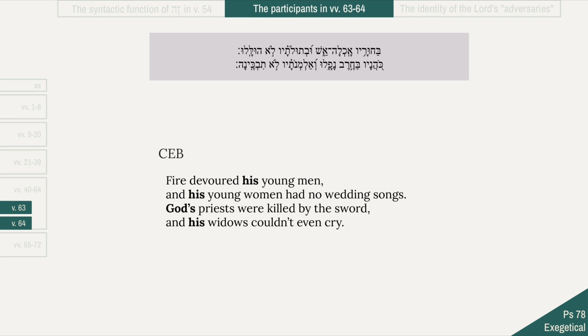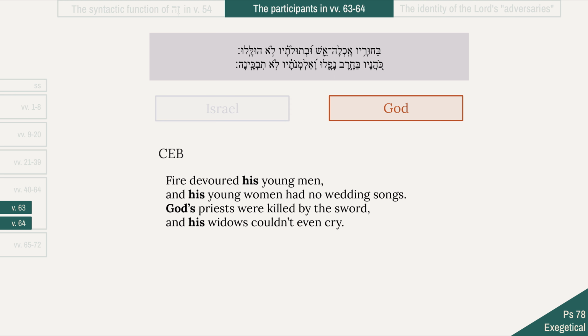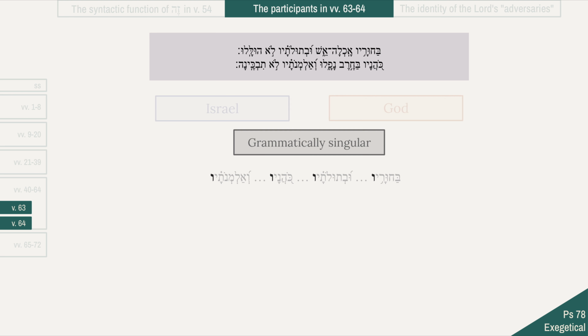But now listen to how the CEB translates these verses. "Fire devoured his young men, and his young women had no wedding songs. God's priests were killed by the sword, and his widows couldn't even cry." So according to the ESV, all the pronouns refer to the people, to Israel, while according to the CEB, they refer to the Lord. In Hebrew, all of the pronouns in these verses are grammatically singular.